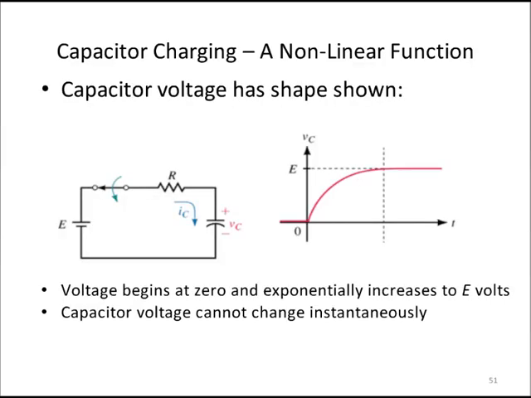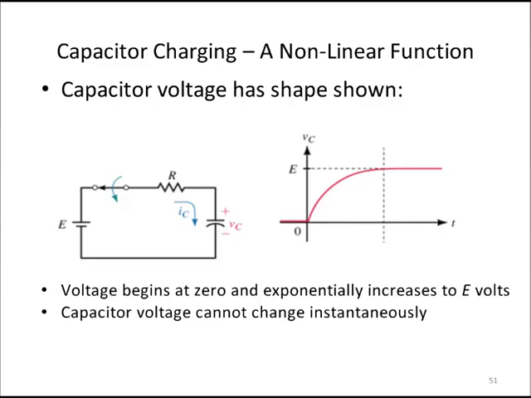So in concluding our discussion about capacitors, I'd like to say that capacitor charging is a nonlinear function. With resistors, we found that the current and the voltage were both linear. As you increased the voltage, holding the resistance constant, then the current increased in a proportional manner. But that's not the case with capacitor charging.